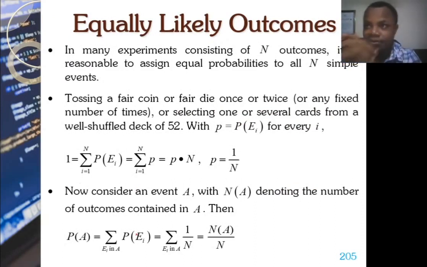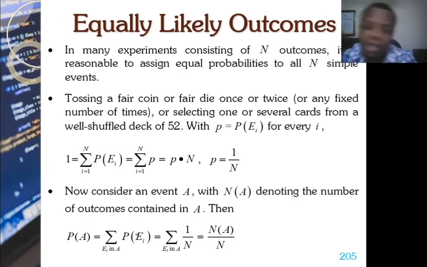So now let's see equally likely outcomes, where we should have equally likely outcomes. That is throwing of a fair die, tossing of a coin, rolling of a die, or selecting one of the 52 cards from a deck of cards.